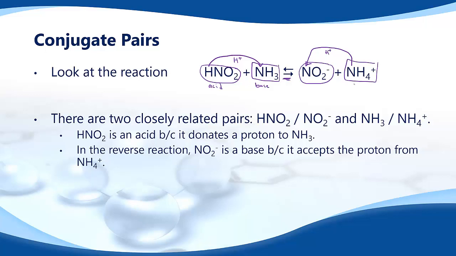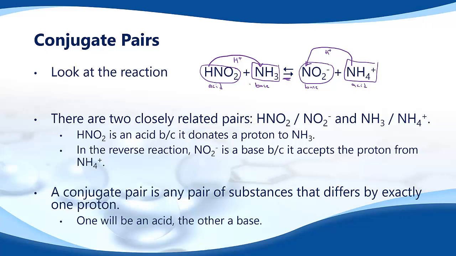In this case, NH4, since it's giving up, is acting like an acid. NO2 is acting like a base. We have two different reactions here. We have two sets of pairs. These related pairs are what are called conjugates. The only difference is that they differ by exactly one proton, right? So HNO2 and NO2 minus. The only thing that these differ by is an H plus. Same with NH3 and NH4.